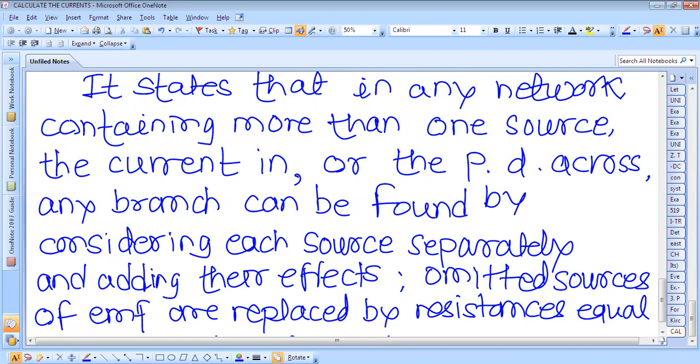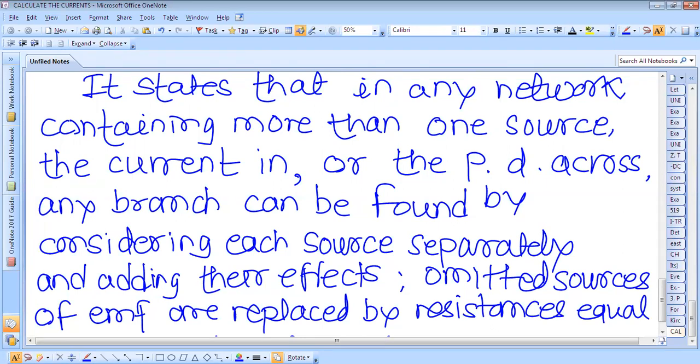Second step, now we have to replace the first source and we have to activate the second source. So by activation of the second source and again omitting the first source, again find the potential difference and currents in any branch, and then we have to add their effects. Finally we have to add, why? Because we have to find the current flowing through any branch or the potential difference when both the sources are acting. So that is the addition of their effects when both the sources are acting.